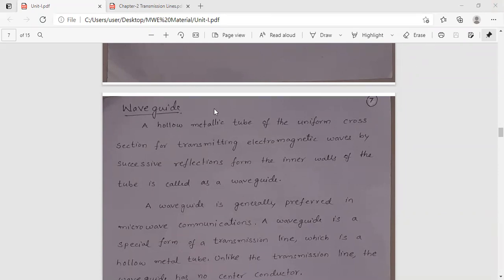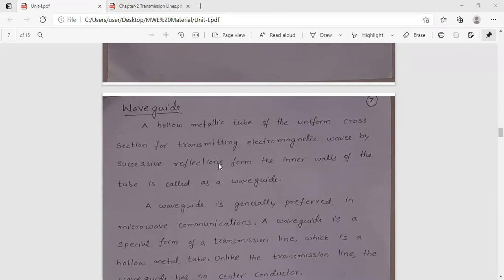Okay, and how is it designed? What is the shape of this waveguide? There are different shapes we have, and I am going to show the diagrams of those waveguides also. It can be defined in simple words as a hollow metallic tube where the wave propagates by reflecting from the inner walls of the surface.